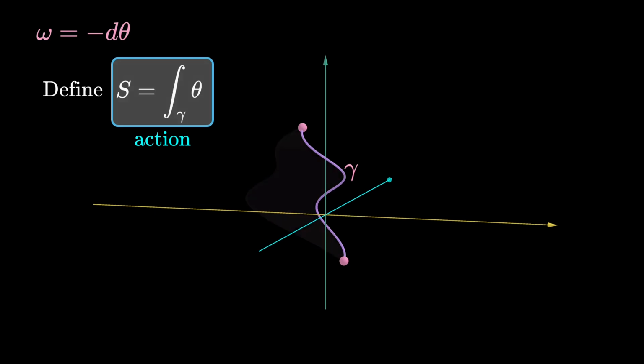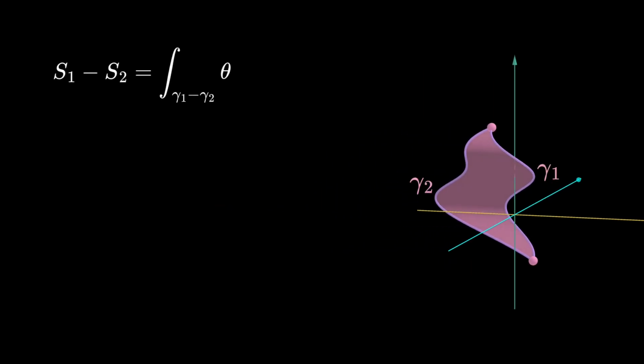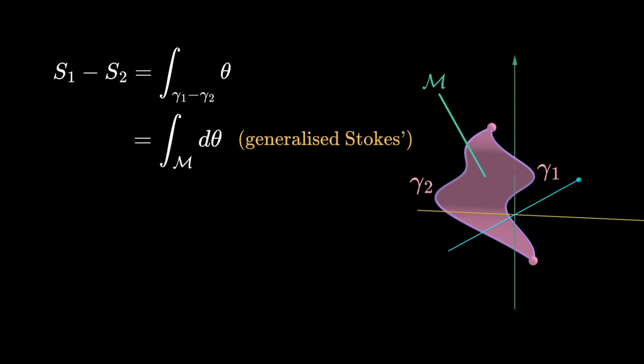The difference in action is again the integral of theta around a loop, and by generalized Stokes theorem, this is the integral of d theta over any surface M bounded by the loop. But d theta is negative omega, so the difference in action is the integral of omega.